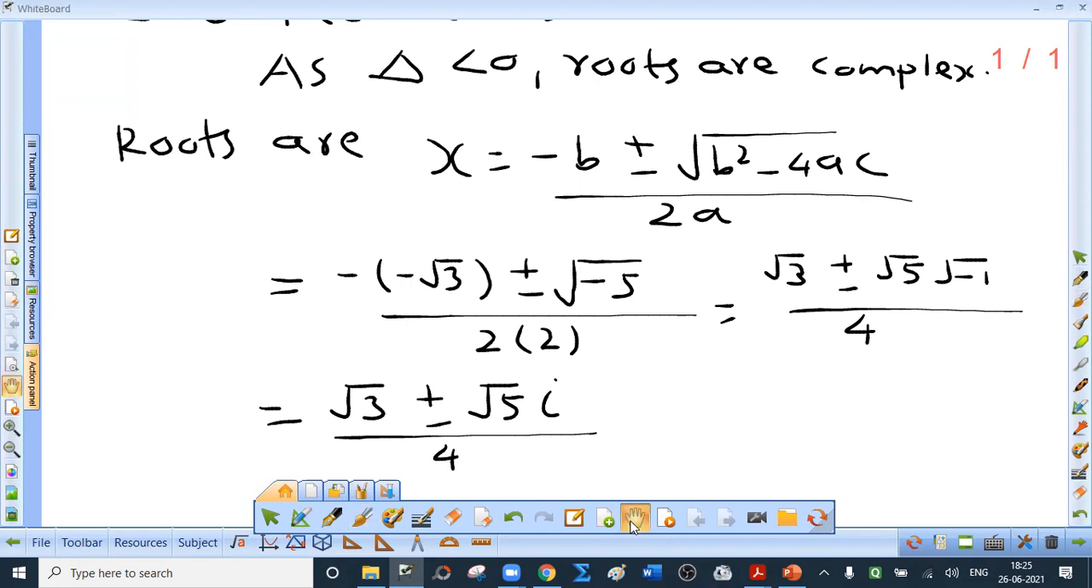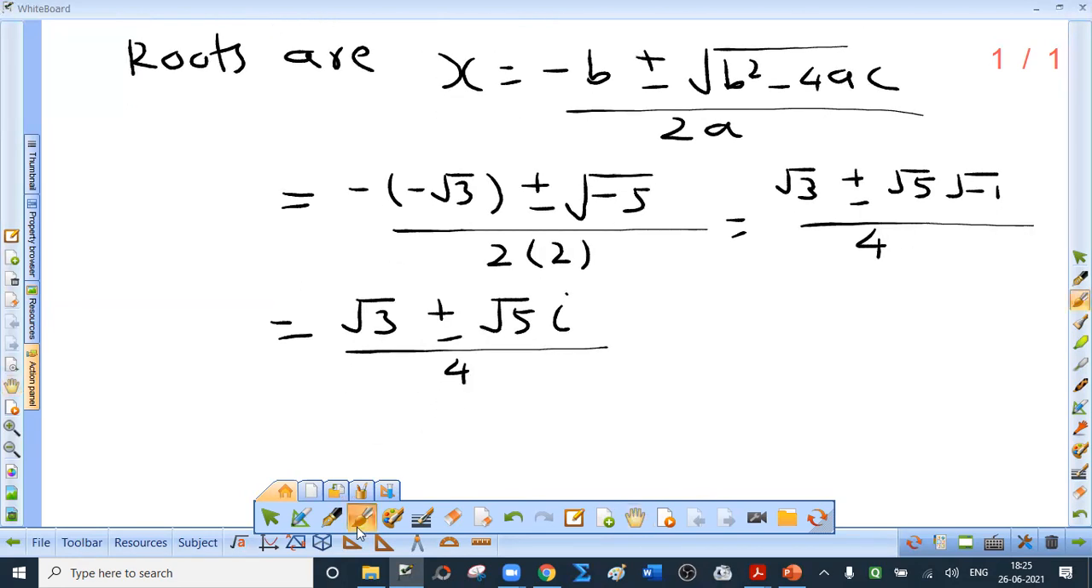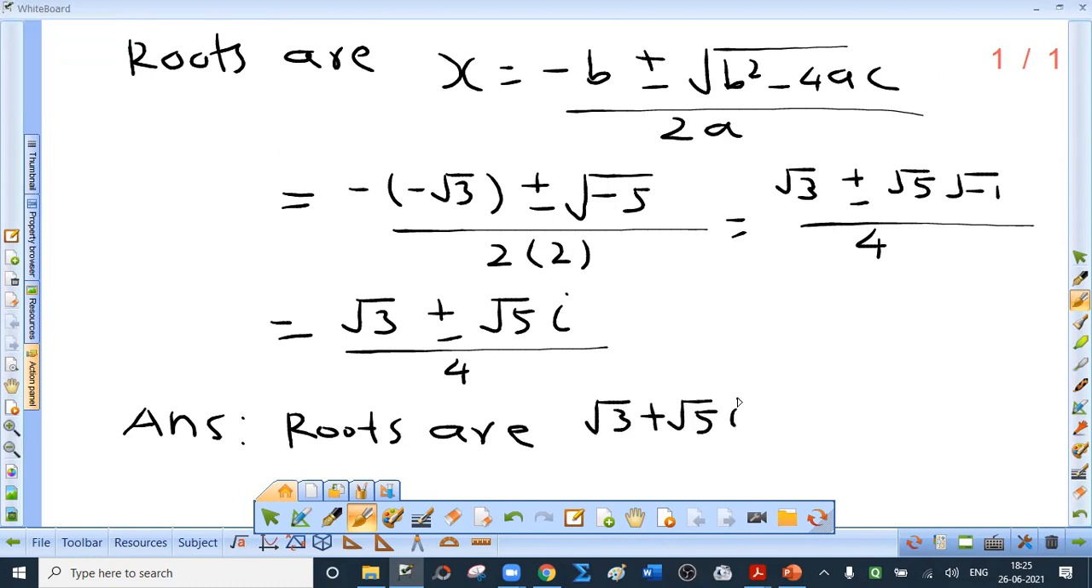You have to write answer separately. Write separate roots. Roots are root 3 plus root 5i upon 4 and root 3 minus root 5i upon 4. Write down.